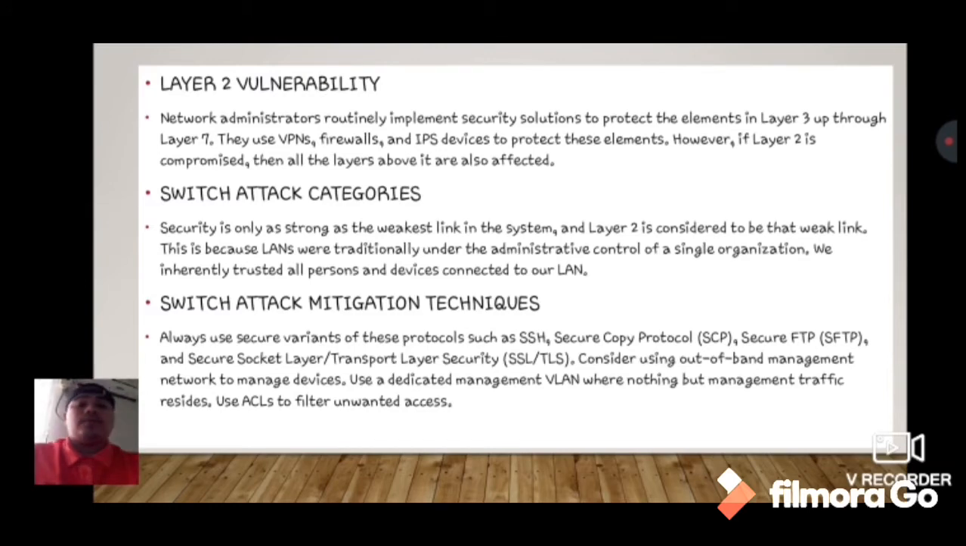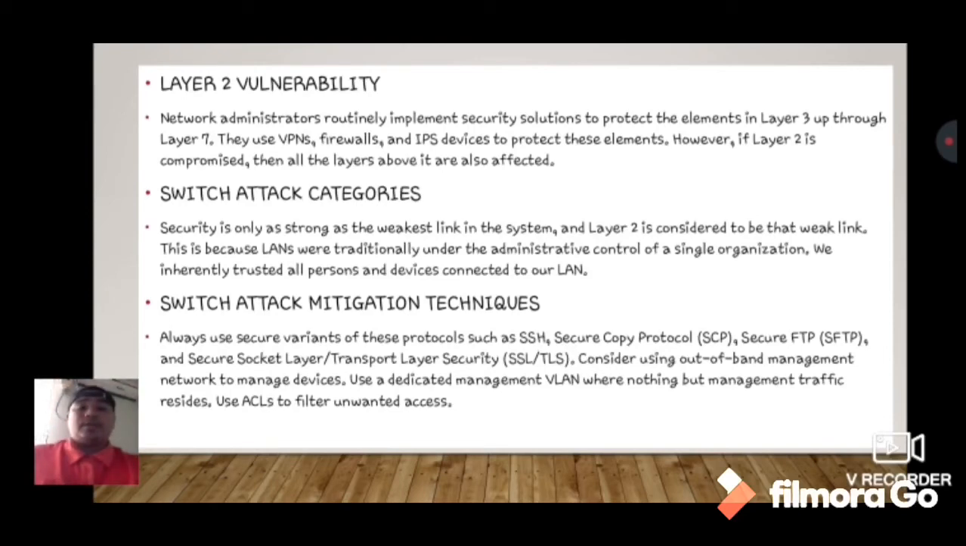Layer 2 vulnerability. Network administrators routinely implement security solutions to protect the elements in Layer 3 up to Layer 7. They use VPNs, firewalls, and IPS devices to protect these elements. However, if Layer 2 is compromised, then all the layers above it are also affected.